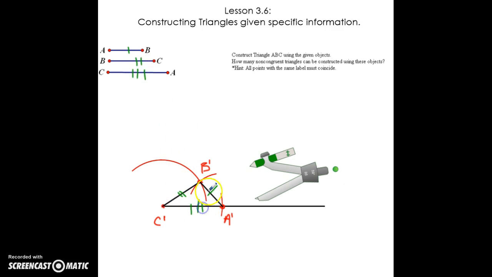Okay, now on this one, there's not going to be another spot where these two arcs would intersect, except for down below, and then I could create the exact same triangle, but just down below. So when it says how many non-congruent triangles can be constructed, there would just be one triangle that can be constructed using 3 sides. Again, it's just because this arc, if I were to continue it, it's not going to meet anywhere else.